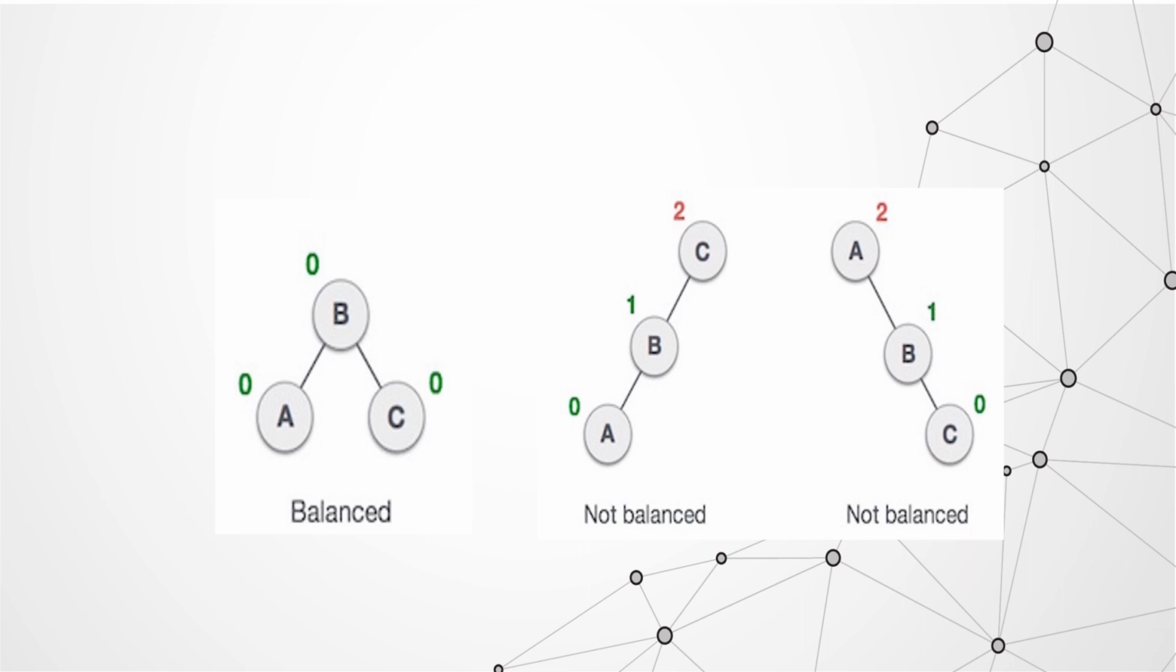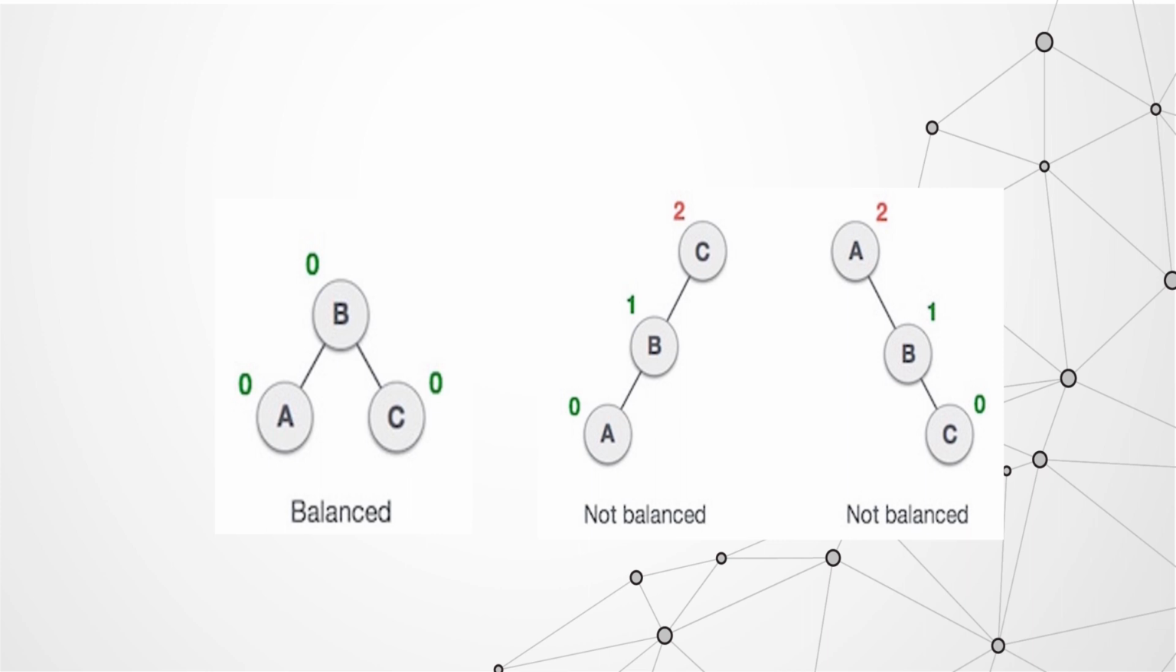When we calculate the balancing factor of B, B is an internal node but has only a right child, no left child. So the height of the left child is 0, but the height of the right child is 1. That's why the balancing factor of this one is 0 minus 1, which means minus 1.